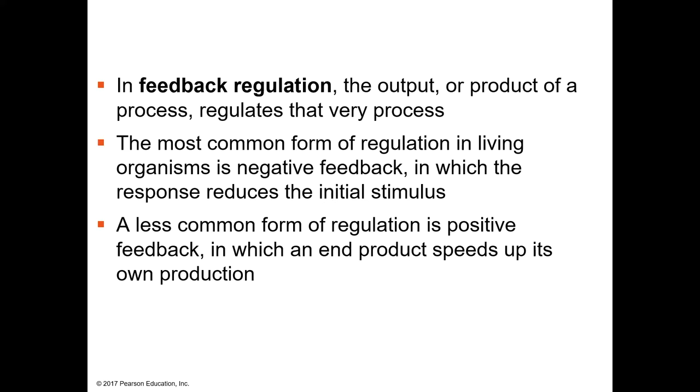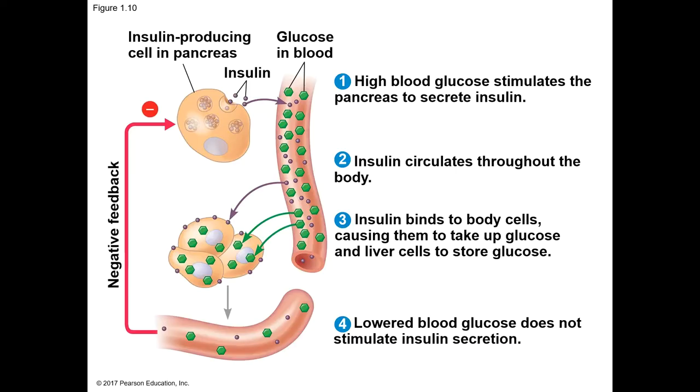So feedback regulation is when the output or product of a process regulates the process itself. In other words, you have something go through a system and you get an end result. Then that end result is going to cause the input back into that system to either increase or decrease. If it causes it to increase, that is going to be positive feedback. If it is going to cause it to decrease, that is going to be negative feedback.